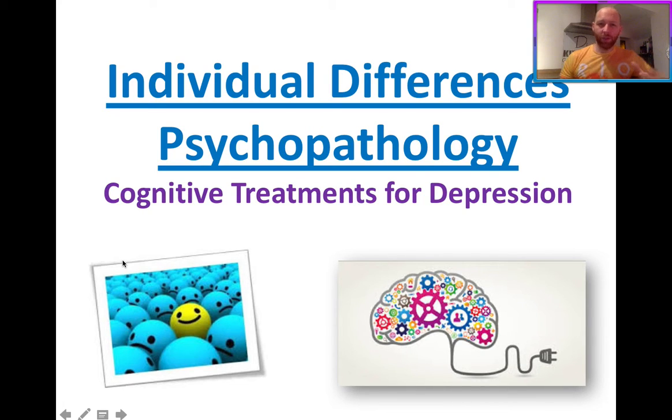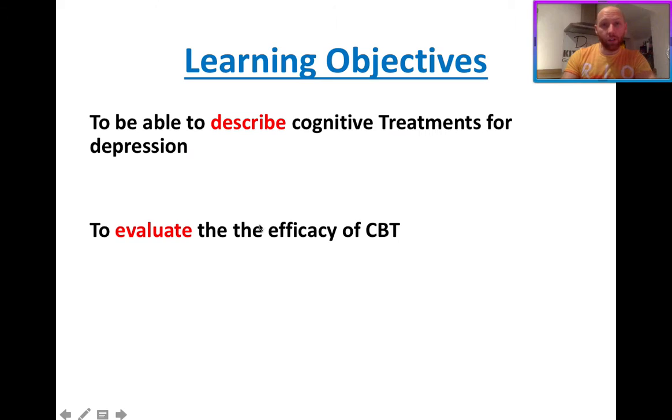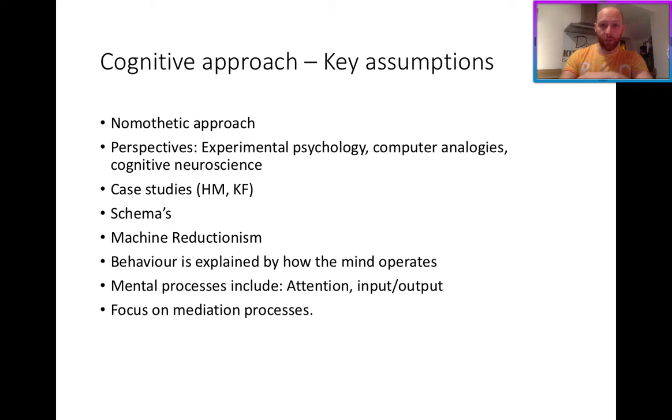Hello and welcome to Individual Differences, Psychopathology, Cognitive Treatment for Depression. So far we've already looked at two cognitive models for explaining depression, and what we'll look at today is the therapy that those models spawned. So you'll be able to describe cognitive treatments, predominantly CBT, and evaluate the efficacy of psychological treatments for depression.